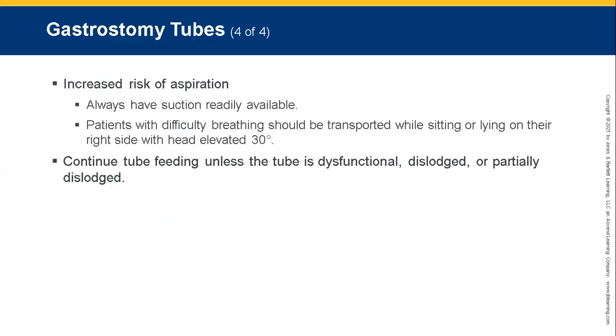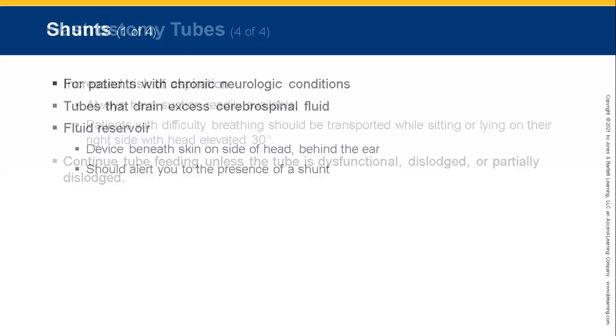They are at an increased risk for aspiration. Always have suction readily available. Patients with difficulty breathing should be transported while sitting or lying on their right side with the head elevated 30 degrees. Continue tube feeding unless the tube is dysfunctional, dislodged, or partially dislodged.